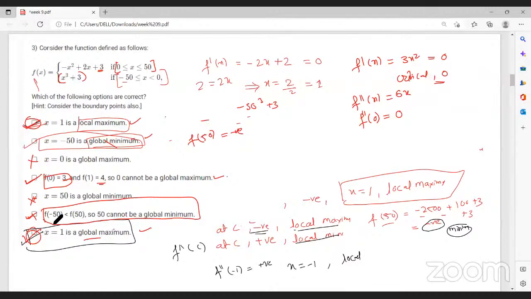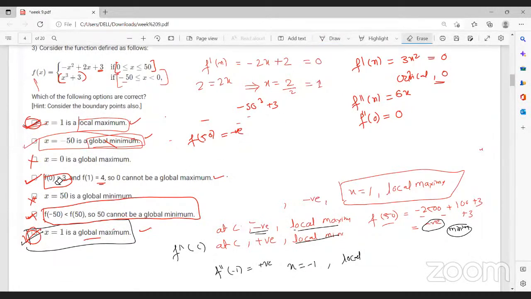Sir, why is option 4 correct? f of 0, we are getting the value 3, right? And f of 1 equals to 4. So 0 cannot be a global maximum point, right? Global maximum is x equals to 1 only. Yeah, here you can say x equal to 1 is the global maximum.